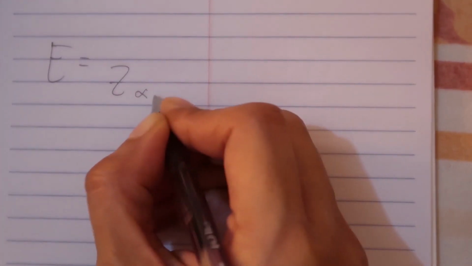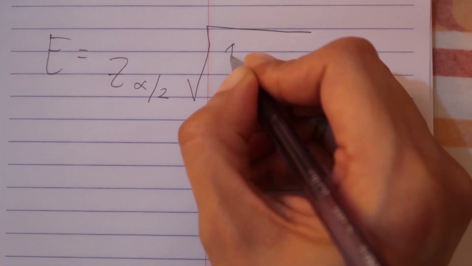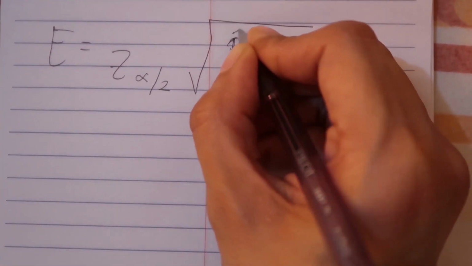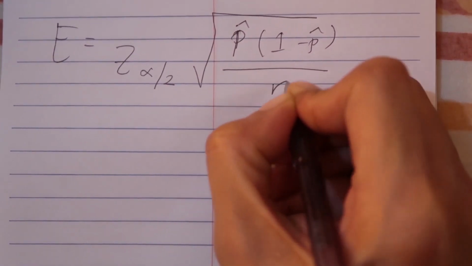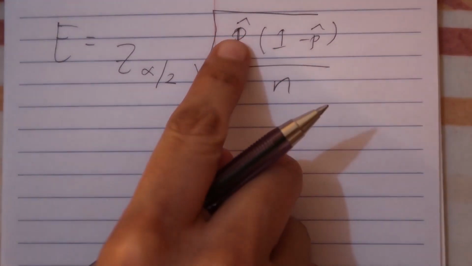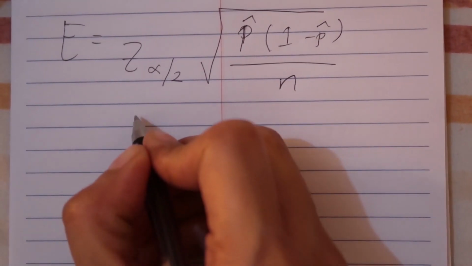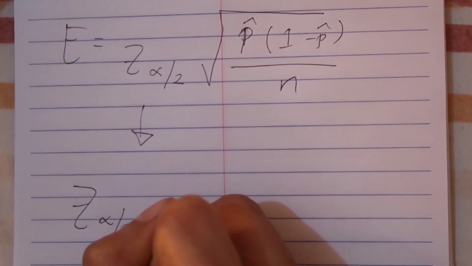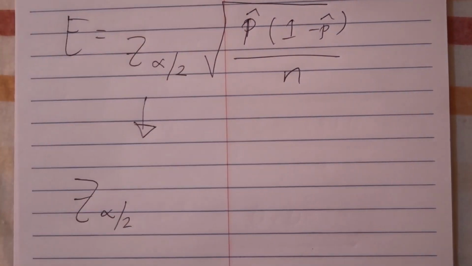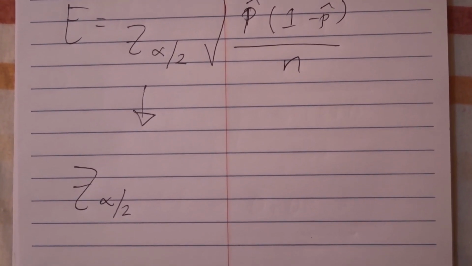So E is equal to Z alpha over 2 multiplied by the square root of P hat times 1 minus P hat over n. Okay? P hat multiplied by 1 minus P hat over n. But we need to determine the Z alpha over 2. So how do we determine the Z alpha over 2?